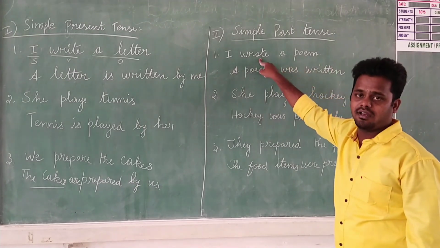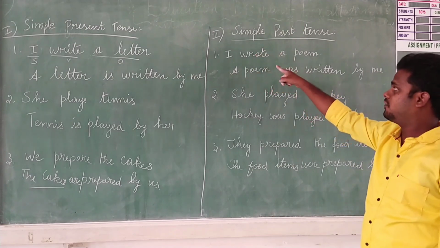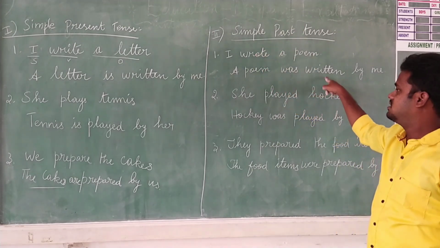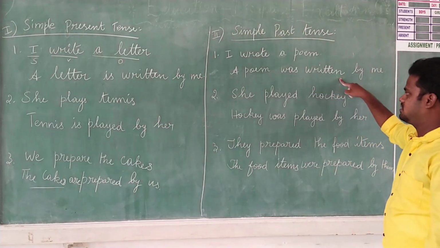The third form of write is written. This is the second form. The first form is write, the second form is wrote, and the third form is written. Always we should use the third form in passive sentences.